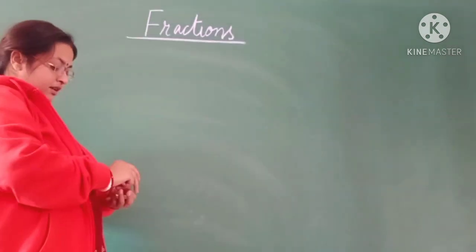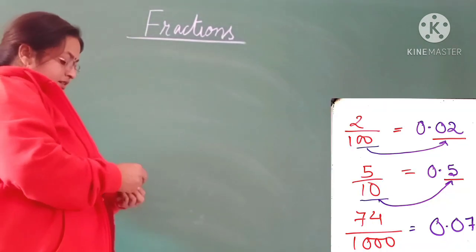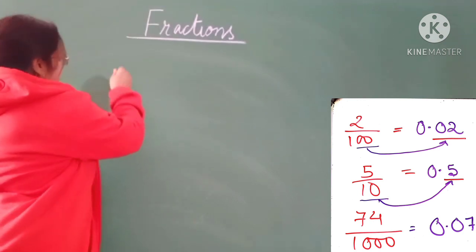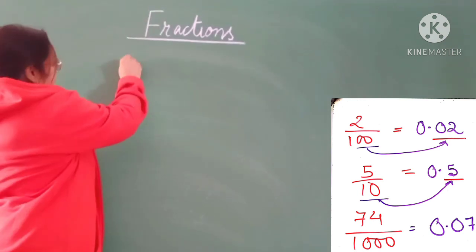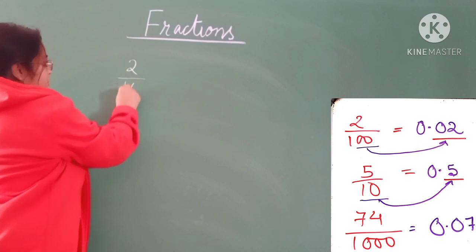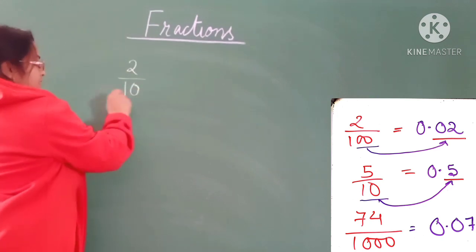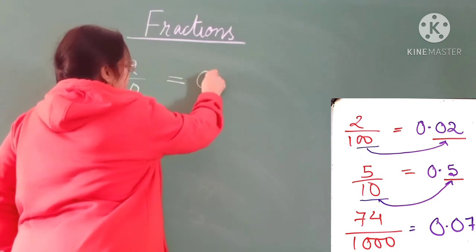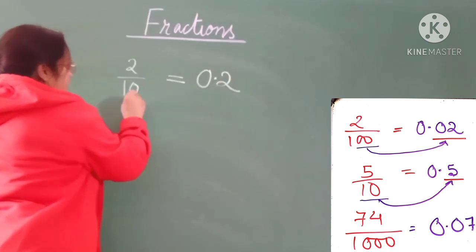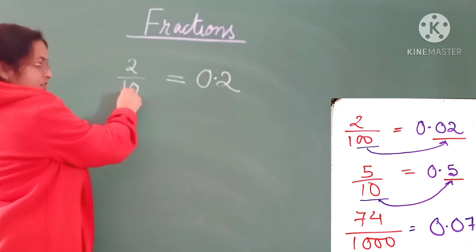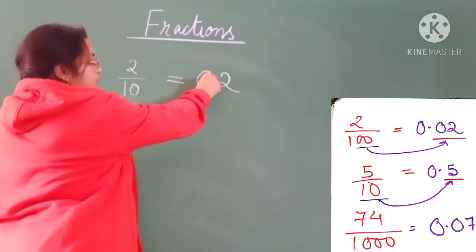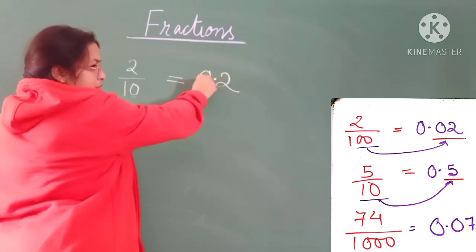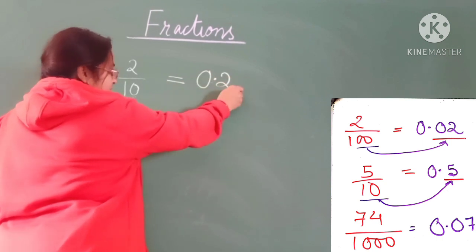The next topic in fractions. Let's remember once again that fraction and decimal are interrelated to each other. For example, 2 by 10. This is in fraction, right? So we can also write it as 0.2. 10 in the denominator means the decimal should be placed one digit from the right hand side.